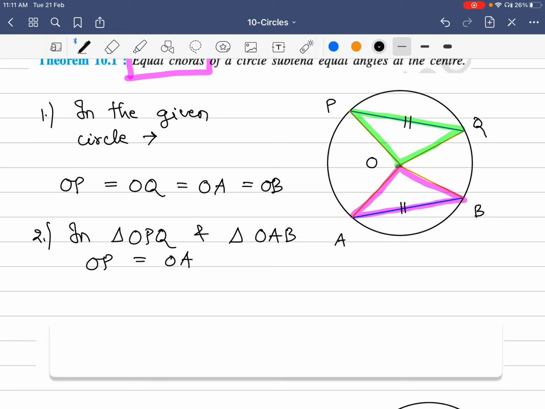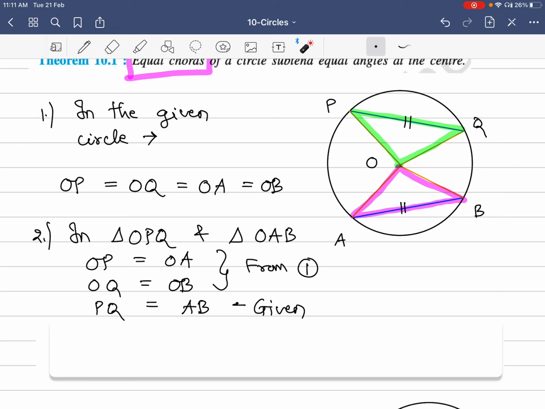OP is equal to OA. Then we have OQ equal to OB, and finally we have PQ equal to AB, because they are equal chords. This is given information. And the first two are from statement number 1, where we showed that all these four are equal to each other.